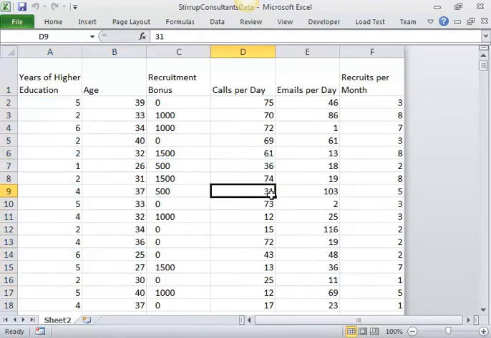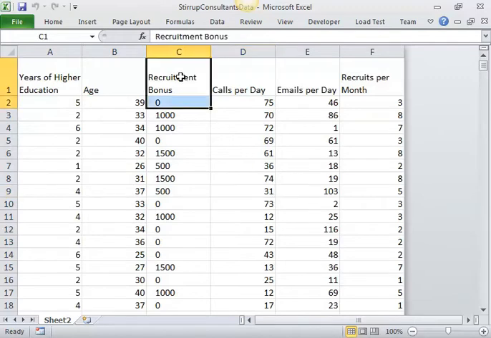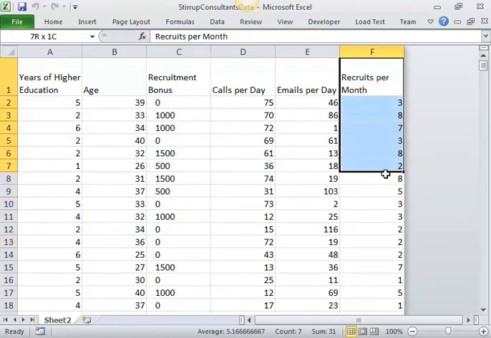And this is the kind of data that you will normally get, and you're supposed to find relationships if they exist. One of the ways that you can do that is using regression. Now, the simplest form of regression, a linear regression, is when we take one output and one input and try to see if there's a relationship between the two. One of the things that I'm assuming there's going to be a relationship between is recruitment bonus and recruits per month. I figure the more motivated people are, the more they're going to try to recruit.